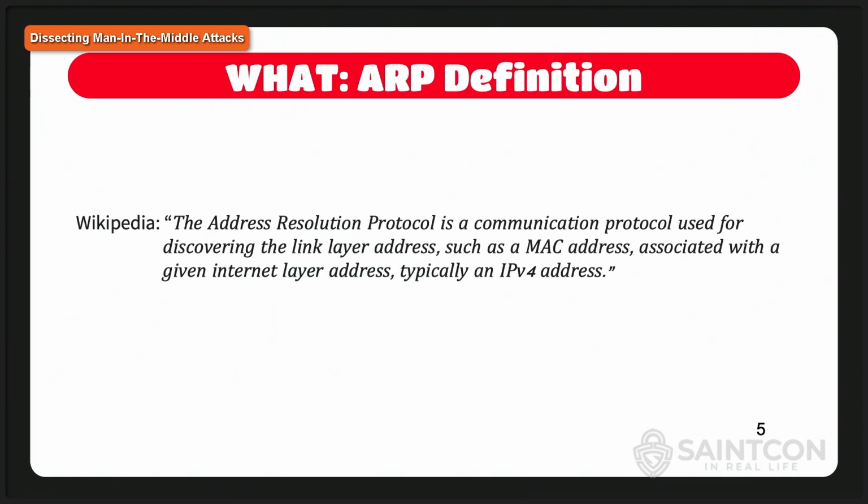Okay, so starting with the what section, I do want to read the ARP definition from Wikipedia. The Address Resolution Protocol is a communication protocol used for discovering the link layer address, such as a MAC address, associated with a given internet layer address, which is typically an IPv4 address.